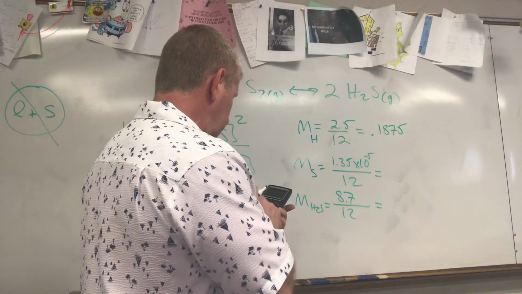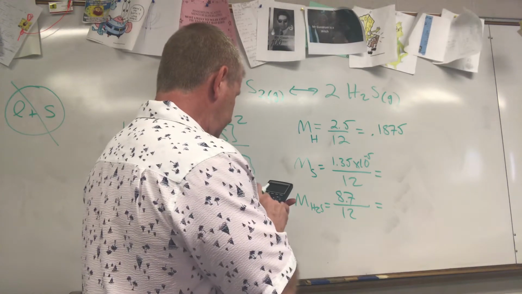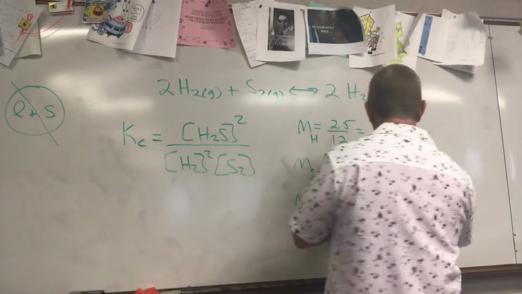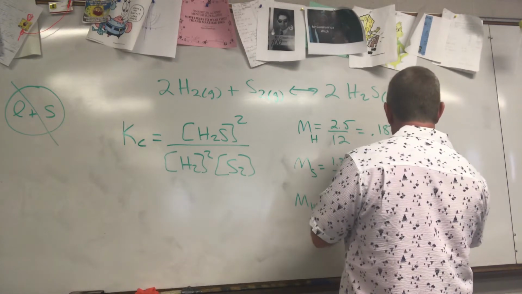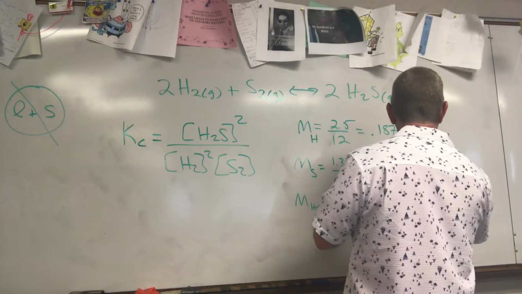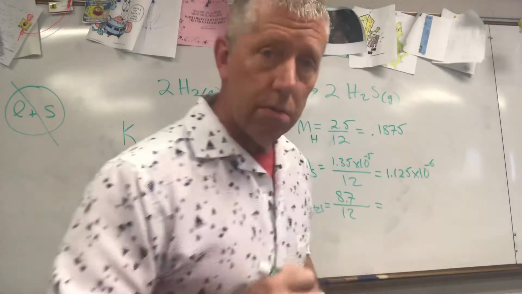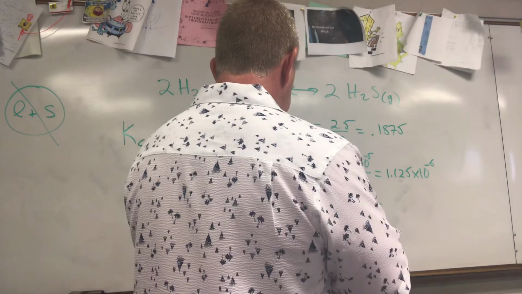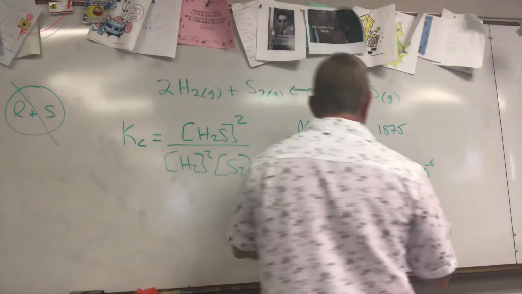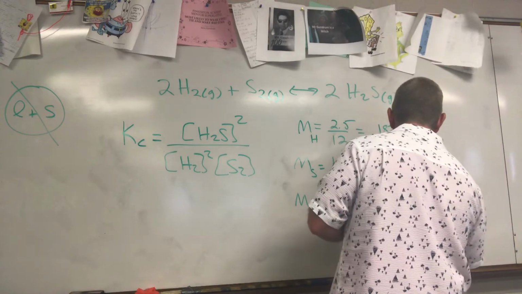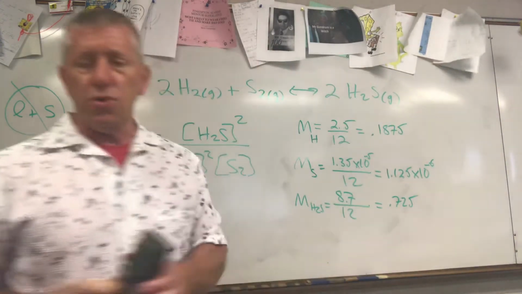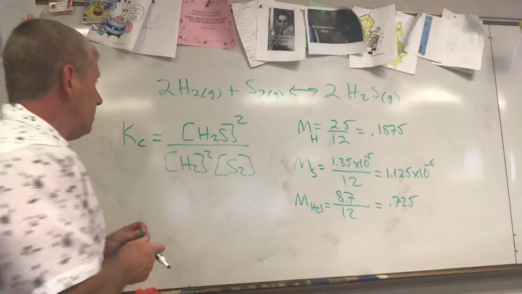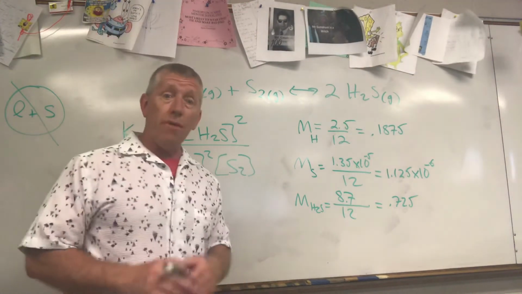1.35, second function, exponent, negative 5, divided by 12 is 1.125 times 10 to the negative 6. Can you see that? Yes, you can. 8.7 divided by 12 is 0.725. Okay, we now have our concentrations of all three of the gases. Okay, clear that out. And let's go put them in the equation and get this problem solved.